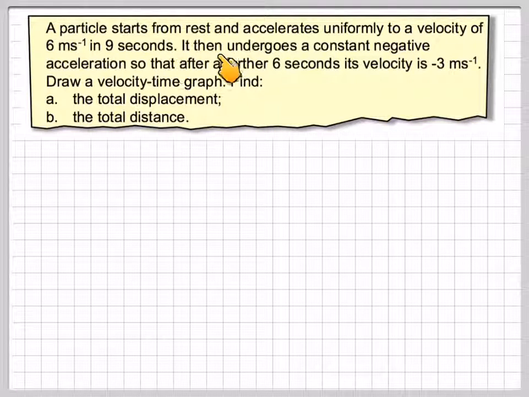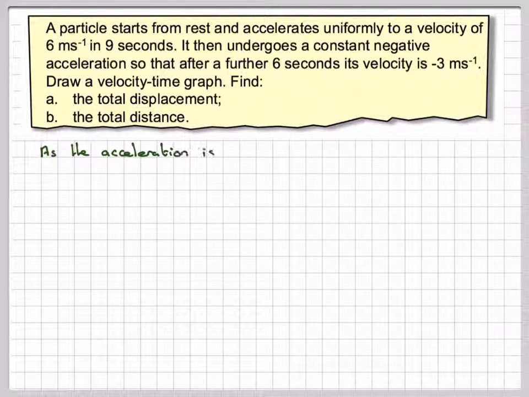A particle starts from rest and accelerates uniformly to a velocity of 6 meters per second in 9 seconds. It then undergoes a constant negative acceleration, so after a further 6 seconds, its velocity is minus 3 meters per second. Draw a velocity time graph, find the total displacement and the total distance.